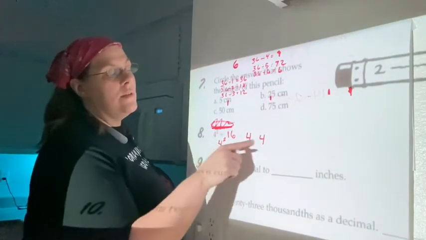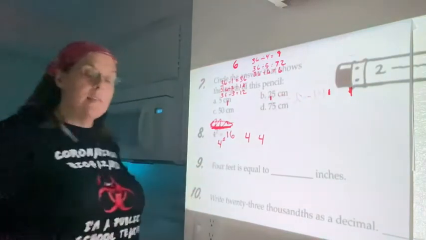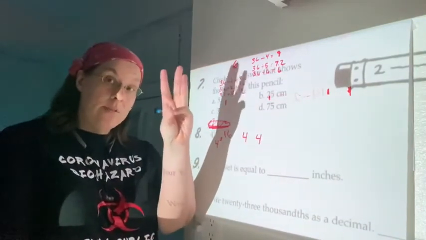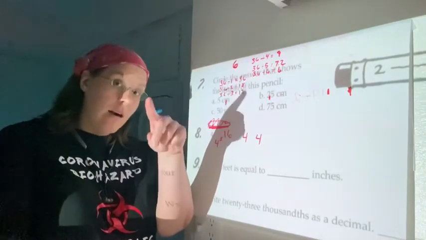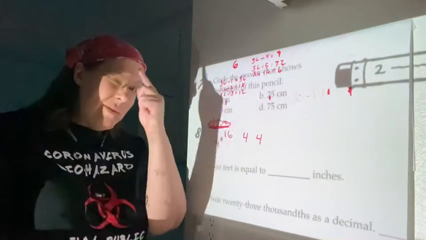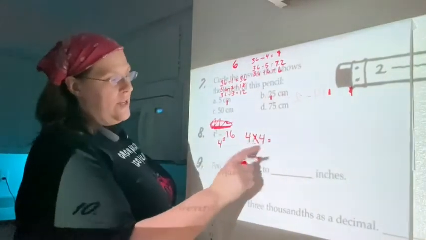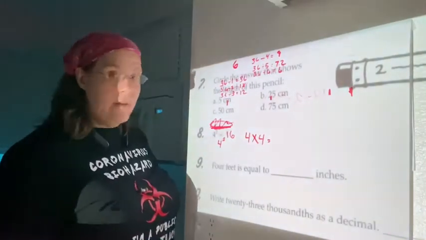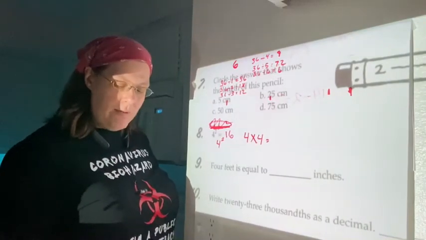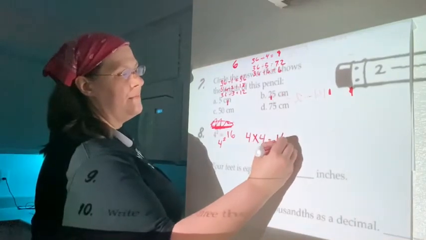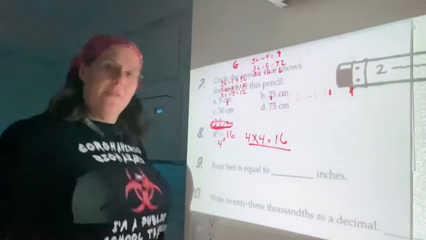Now, what do I do in between those numbers? When it comes to exponents, what's the function? Add, subtract, multiply, or divide? Multiply. I knew a lot of you would know that. Great. Now get your calculators out. Make sure you check it. We know that's how to set up the problem. So 4 times 4, 16. Beautiful. Perfect.